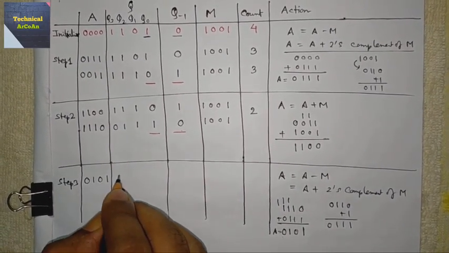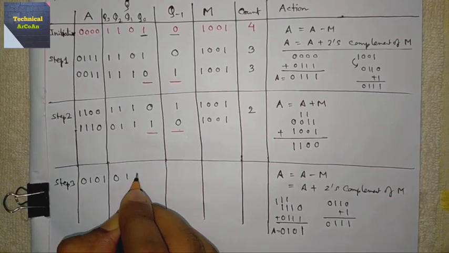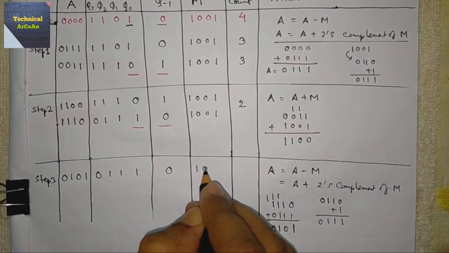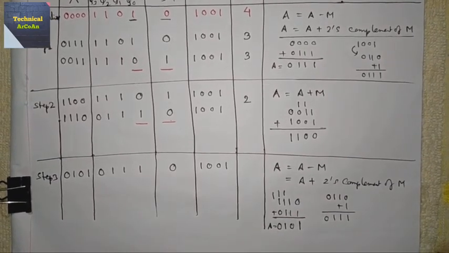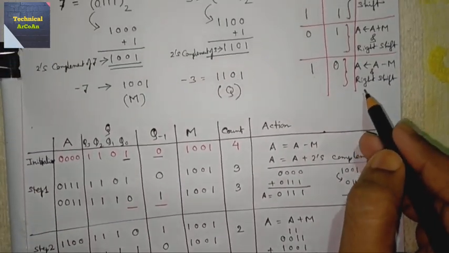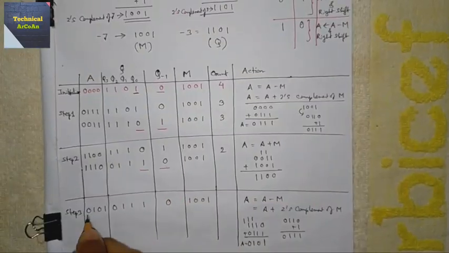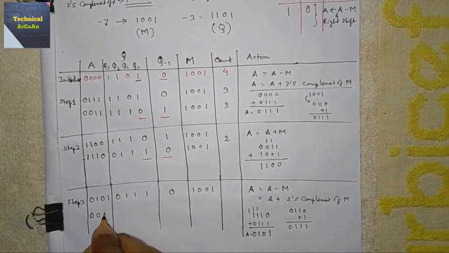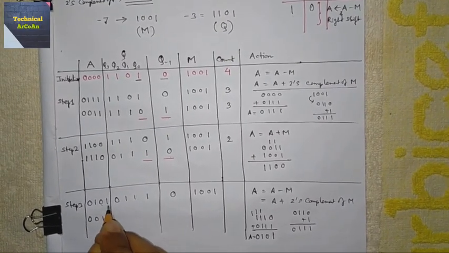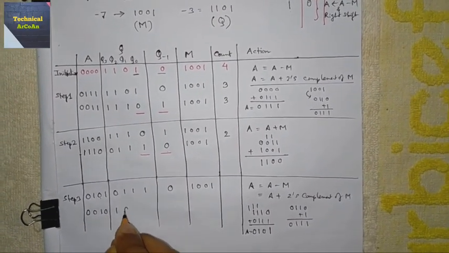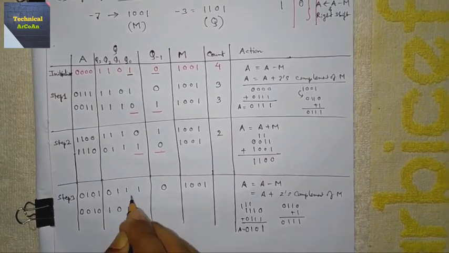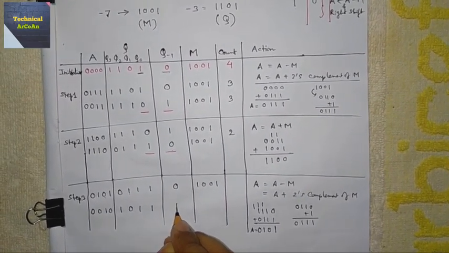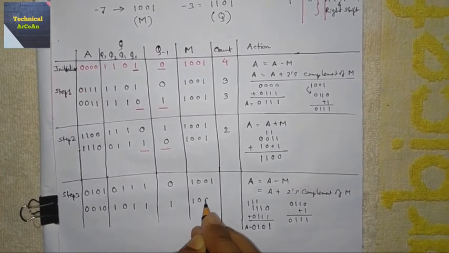And the same way we write the Q here, 0 1 1 1, and Q minus 1 will be 0, and this is your M. Okay, now what do we do? Right shift. This 0 will come to that position, this 0 to that position, this 1 to that position, this 0 to that position, this 1 to that position, this 0 to that position, this 1 to that position, this 1 to that position, and this 1 will come to that position, and M will be the same.